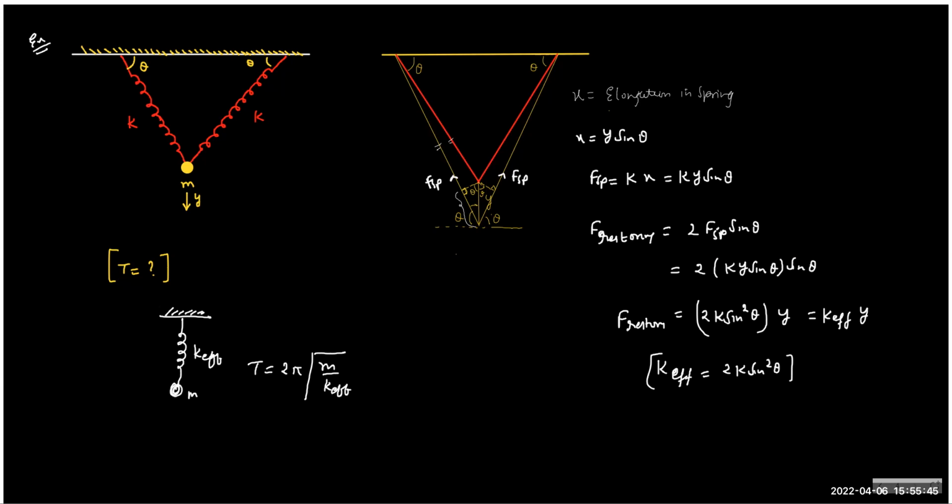Yes, this is a very common mistake. I also took x is equal to y. So now I took x equal to y sin theta. I didn't consider 2 first. So y is the vertical displacement, but the elongation is something different. Elongation in the spring is not y. I got y sin theta only with elongation. Very good. So you got half of it, and only half was what you missed.